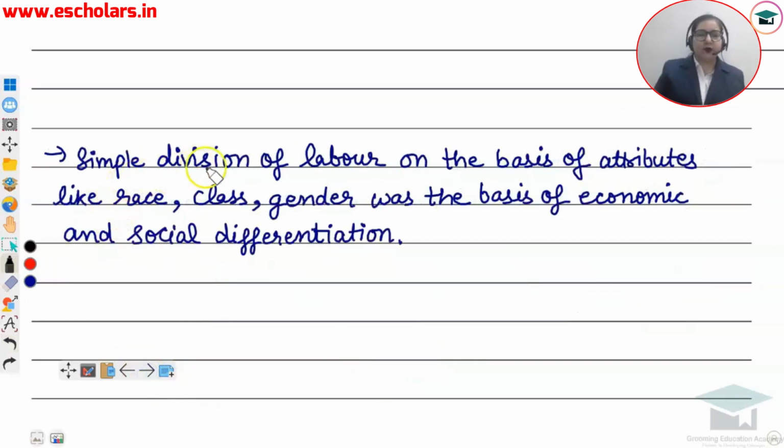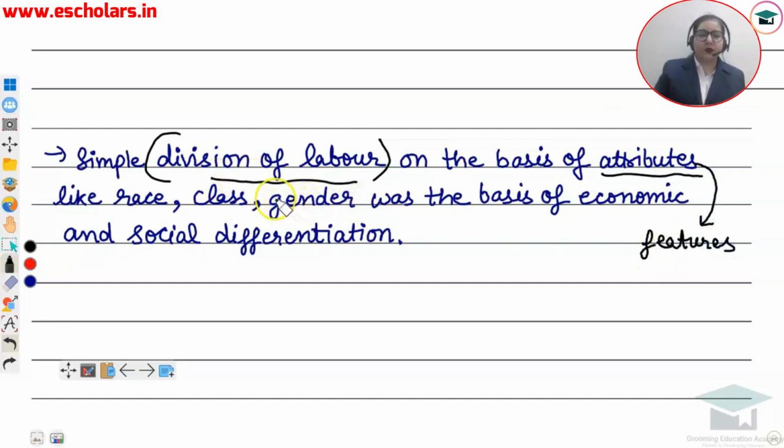Further students, we have the division of labor, which was done on the basis of certain features, or you can say attributes. Attributes means features, or you can say characteristics. Okay, so division of labor was done on the basis of certain features or attributes such as race, class, gender.